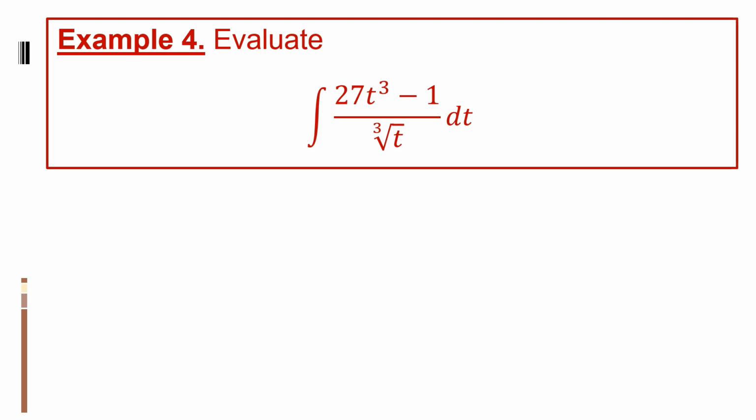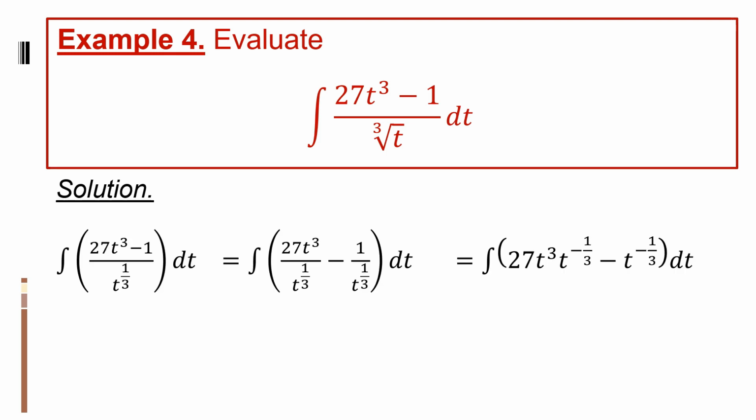Now, let's evaluate the integral of 27t cubed minus 1 all over cube root of t dt. So, mas madali kung isusulat natin yung kanyang mga exponent na nasa taas. Okay? So, we have 27t cubed minus 1 all over t raised to 1/3. So, that is 27t cubed over t raised to 1/3 minus 1 over t raised to 1/3.